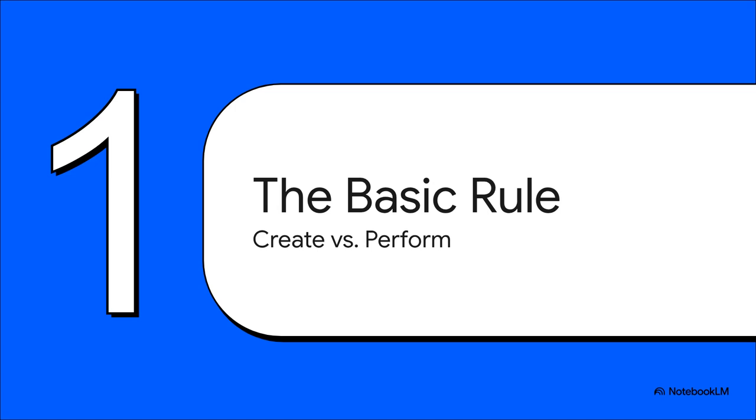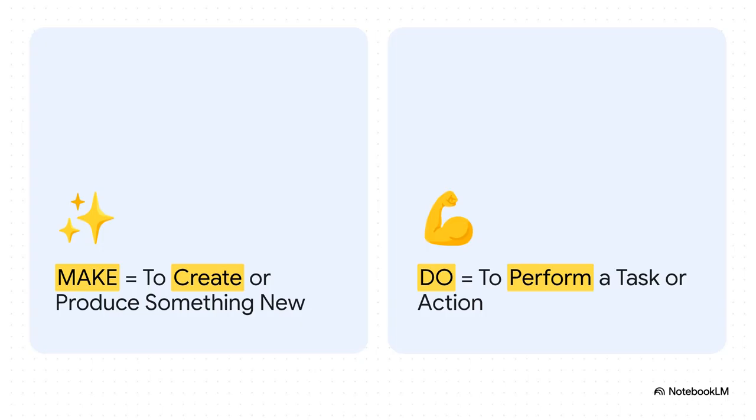Just think, create versus perform. That's it. Here's the heart of it all. We use make when we are creating or producing something new, something that wasn't there before. And we use do when we're performing a task or an action. Create versus perform. Seriously, if you only remember one thing from all of this, make it this one.